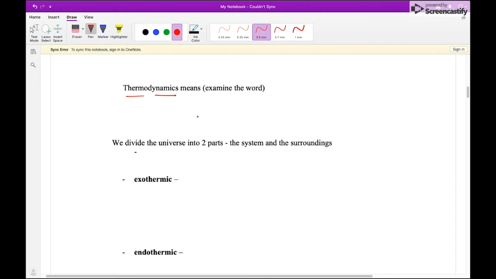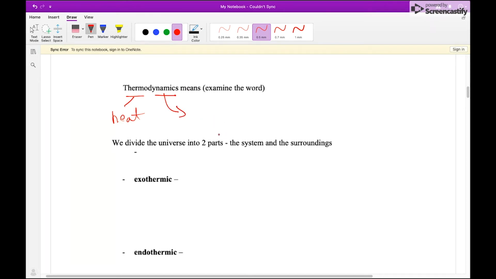So thermodynamics, fancy word. Well, why don't you take a shot at it, student who's very bright? Thermo. I've had a thermal blanket before, and I know that thermal blanket probably means heat. All right, so I understand the word thermal. Dynamic. Dynamo.